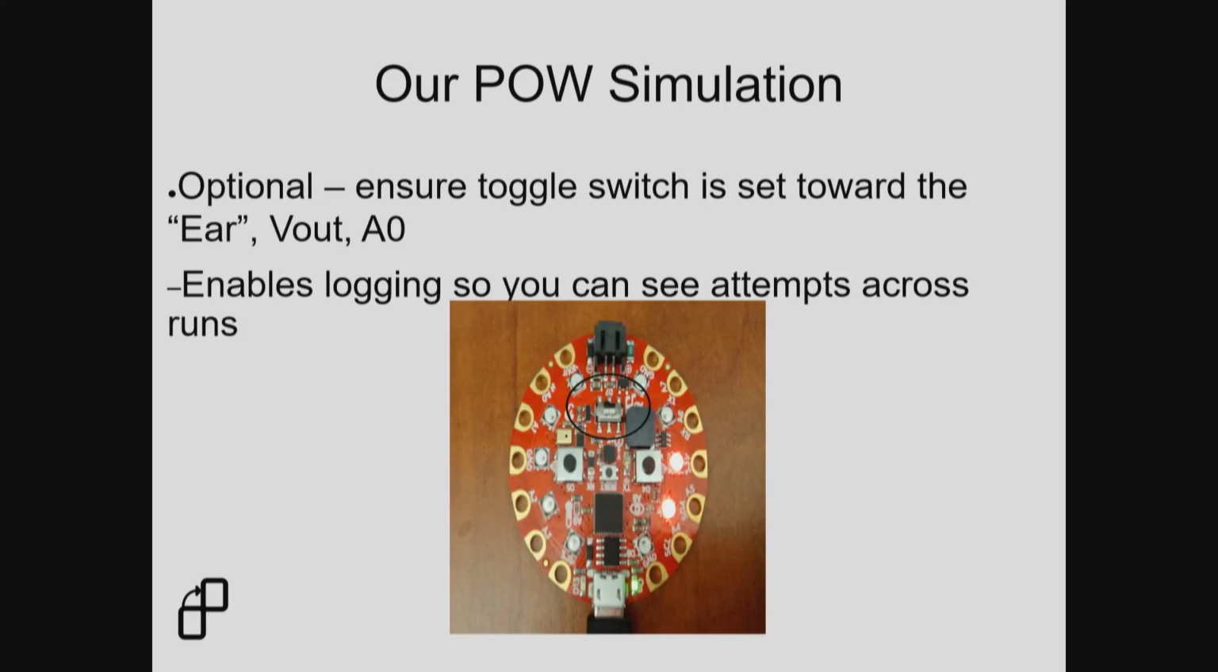An optional thing you can do, I believe I left them all this way, but see this little toggle switch at the top? If you make sure that is set towards the little ear icon here, V out A0, the device will log some extra information for you that you can plug into your laptop, but that's totally optional. It's going to write a log file, and when you plug in the device, you'll see a file system that you can copy and paste that off of. That's a nice thing about CircuitPython.